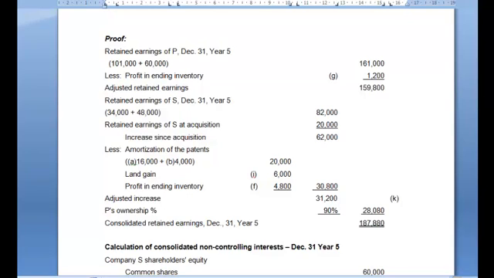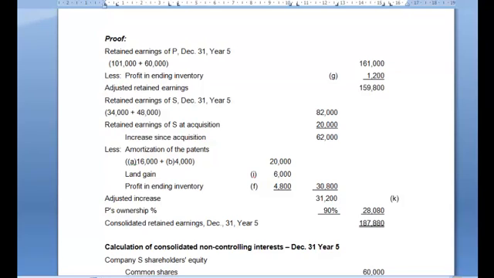Hi folks, welcome back to this third video on question 2, which is really an optional lesson for you guys. But just in case you wanted to be able to calculate the ending consolidated balances for retained earnings and non-controlling interest, here's the way you could do it.